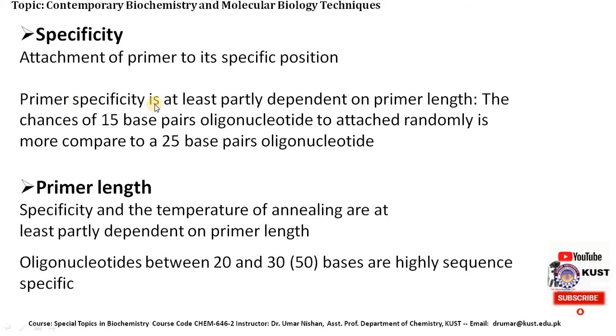Primer specificity is at least partly dependent on primer length. This is why primer length has to be very carefully selected, because it has a very important role in the primer specificity. The chances of a 15 base pair oligonucleotide attaching randomly are more compared to a 25 base pair oligonucleotide. So now this is very important to understand.